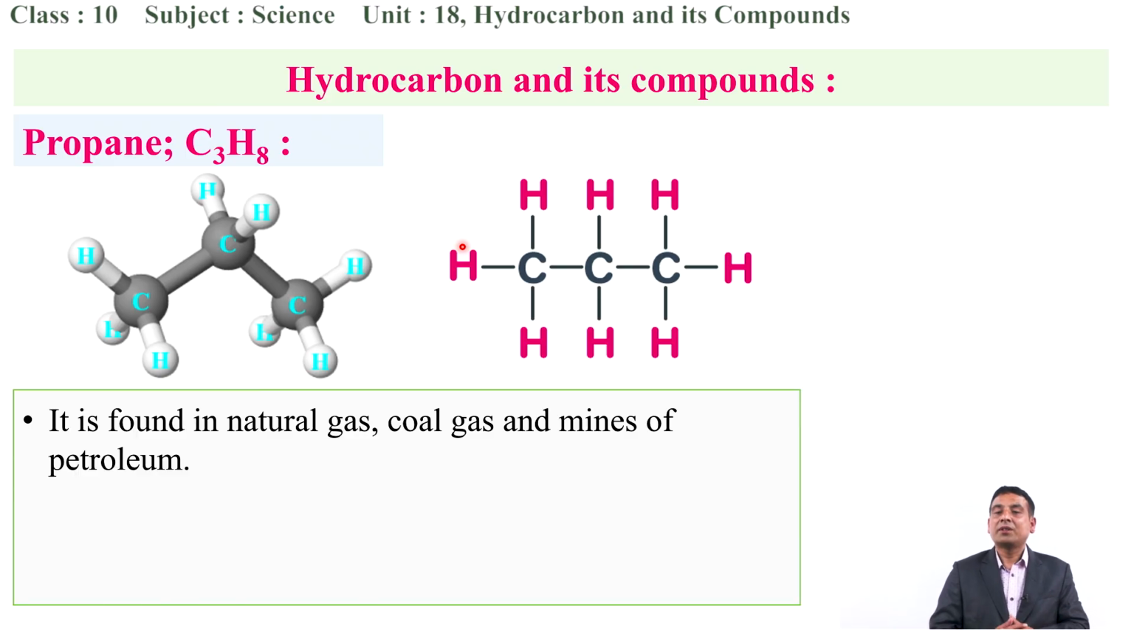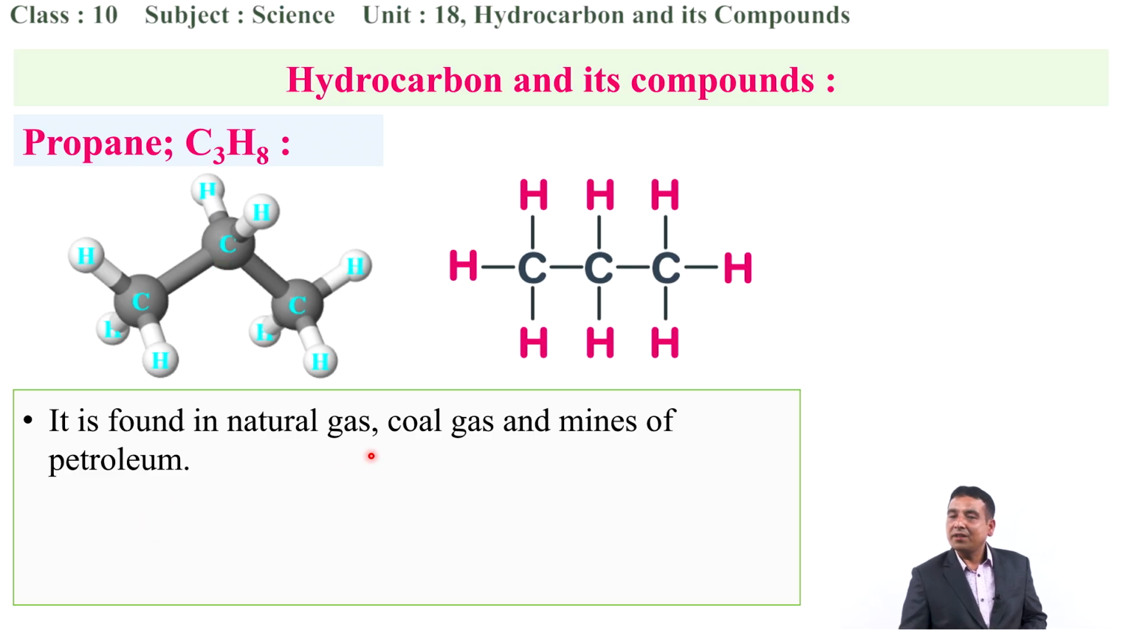Some information about propane is being discussed right now. I think you all are just writing in your copy. Please be conscious of your study also. You can take some points in your notes so that you can review them after the completion of this class also. The first point is, propane is found in natural gas, as methane and ethane were found in natural gas. It is found in coal gas as well as in petroleum mines, while mining from the oceans this gas is also taken out.